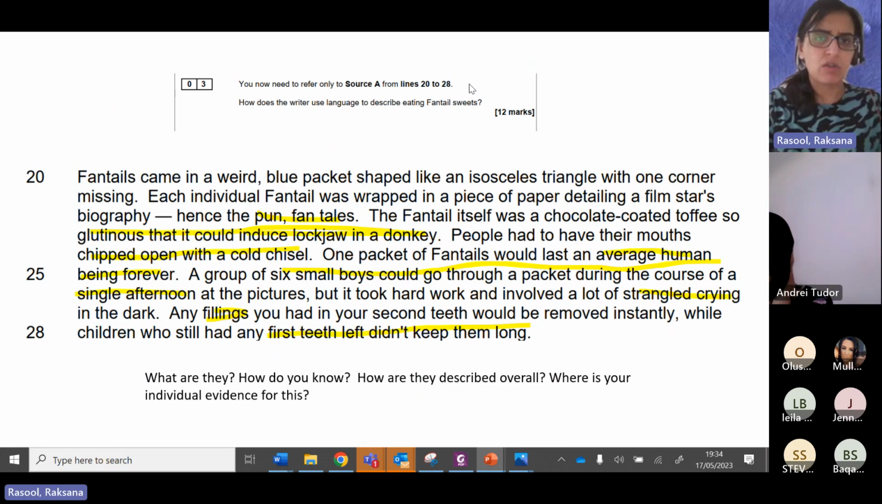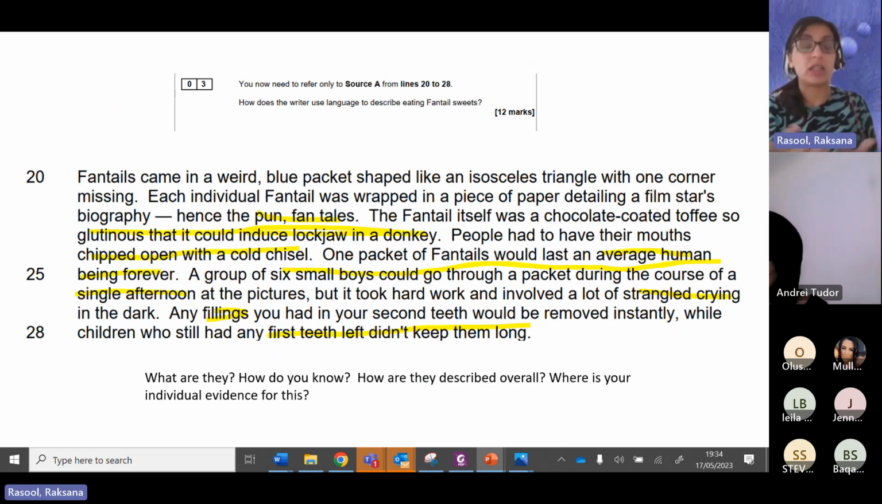What does that show? How does a writer use language to describe eating fantail sweets? You're not describing eating fantail sweets. You're describing the packaging that the fantail sweets come in. And unless you can give an explanation for it, that's a waste of your time. So your instinct might be to rush in and look at the first thing you spot. Actually read it again.